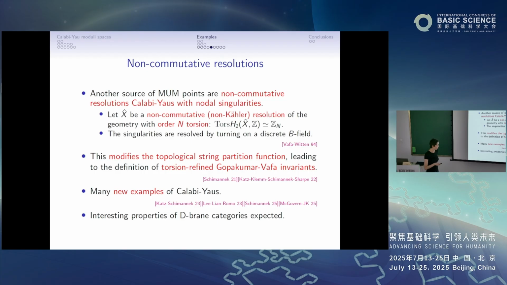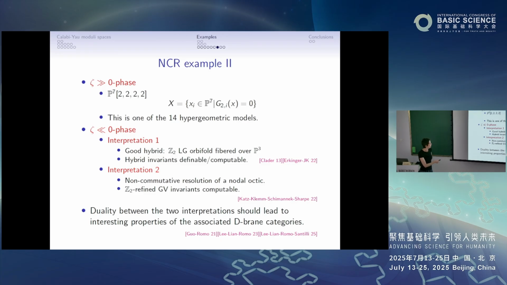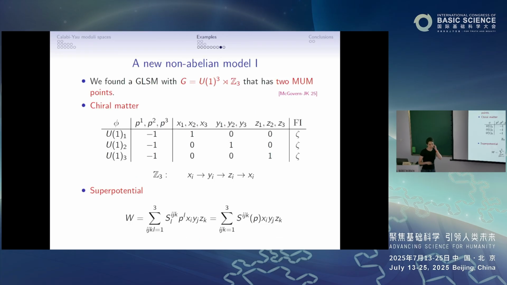It was recently found by Thorsten Schimannek and Katz, Klemm, Schimannek and Sharpe that this also modifies the topological string partition function, and you can define a torsion refinement of the Gopakumar-Vafa invariants. So topological string theory also works on these non-commutative resolutions, and that led to a lot of new examples of Calabi-Yaus, and potentially interesting properties of the associated D-brane categories. The simplest example is a toric example, which Mauricio implicitly had in his talk, so I'm going to skip it and move in my last minute to my most recent paper with Joseph McGovern.